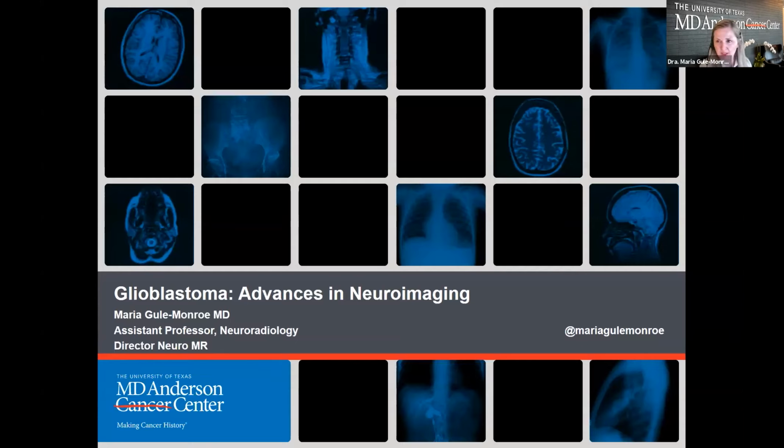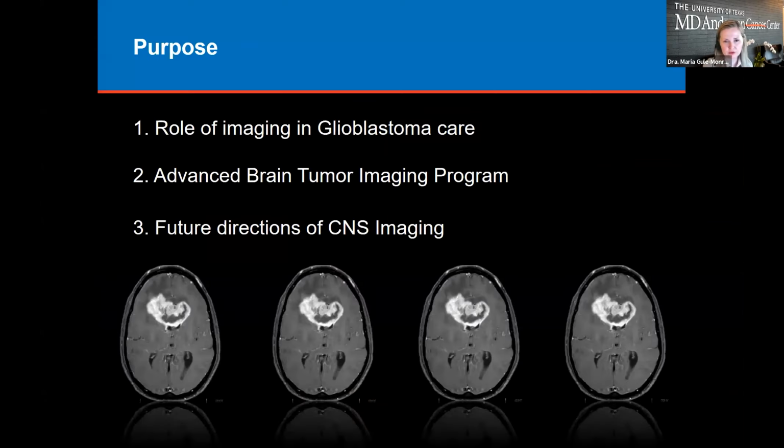Good afternoon, everyone. I'm very excited to be here today and to speak about the MD Anderson approach to glioblastoma imaging. We only have about 20 minutes, so this will be a rather high-level overview with some cases to keep everybody awake, I hope. No disclosures.